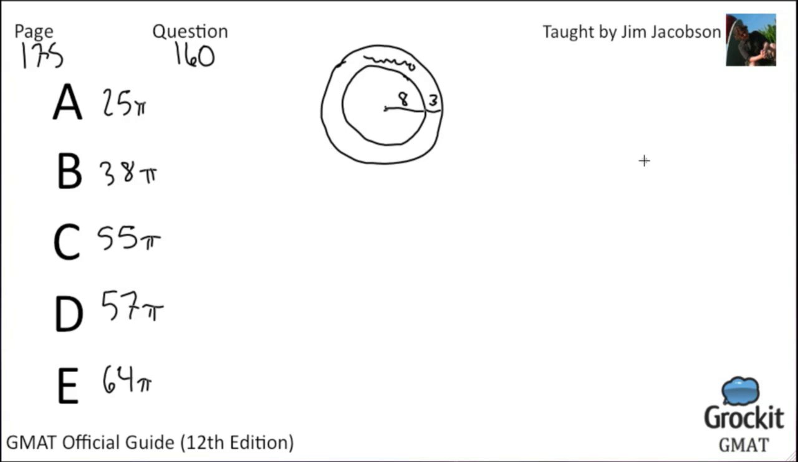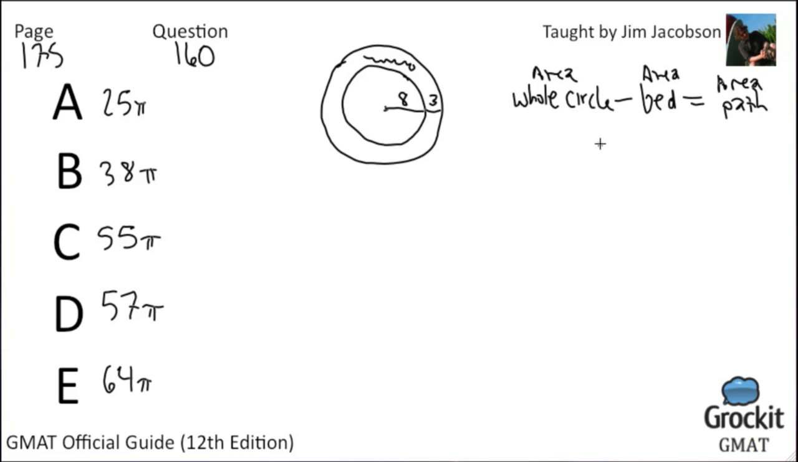So to figure out the area of the path, we need to figure out the area of the whole circle minus the area of the bed. That will equal the area of the path. And luckily, we have the numbers that we need to figure that out.